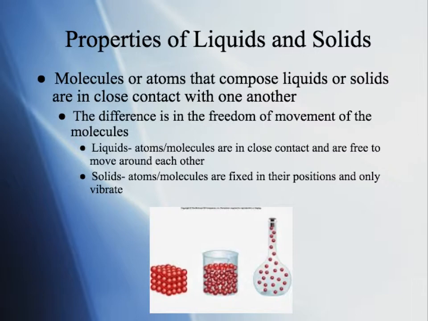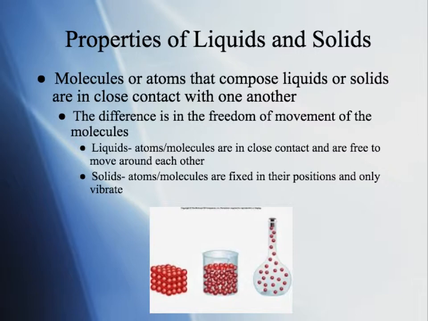So those gas molecules are not going to be very close to each other at all. Now, the difference between liquids and solids is going to come from the freedom of movement of those molecules. The molecules are close together, but in liquids, they're able to freely move around each other. But in solids, those atoms or molecules are fixed in their position and they're only allowed to vibrate. So that's basically going to make the big difference between liquids and solids.